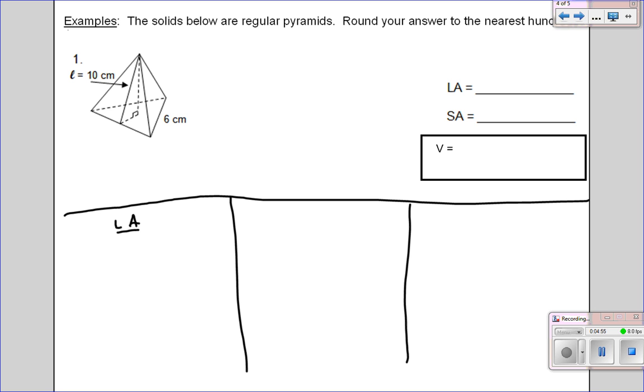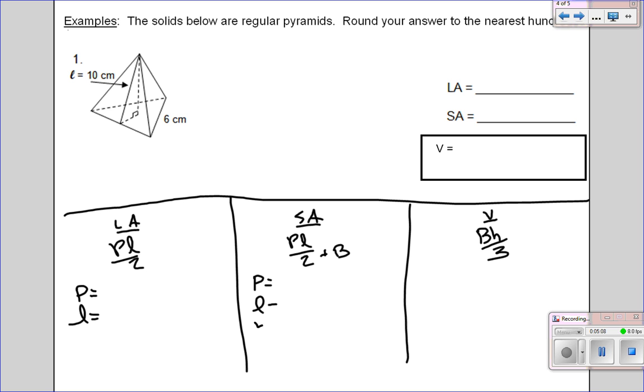So LA is PL over 2. SA is PL over 2 plus big B. And then volume is big B times H divided by 3. So we need P and L, and big B, and then big B and H.